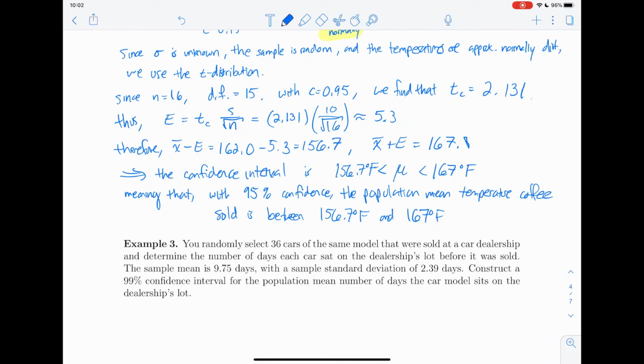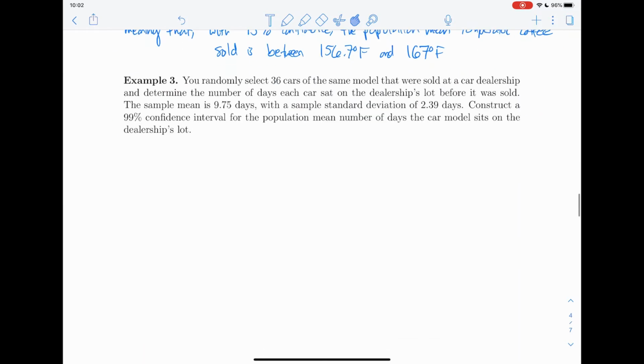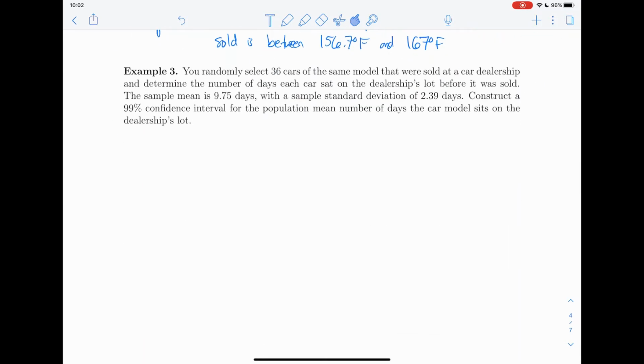Now, let's take a look at another example where we're going to have to do a lot of similar moves, but there's going to be one subtle difference. Here, we're randomly selecting 36 cars of the exact same model that are being sold at a car dealership. And our question is, we want to know the number of days that each car sat on the dealership's lot before it was sold.